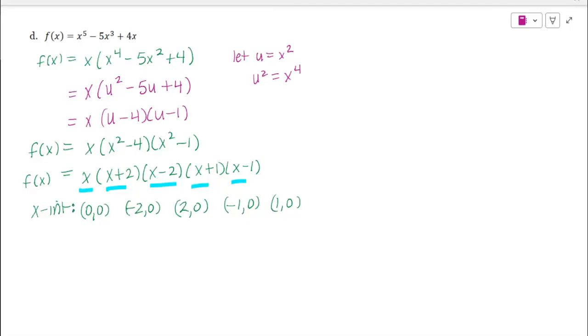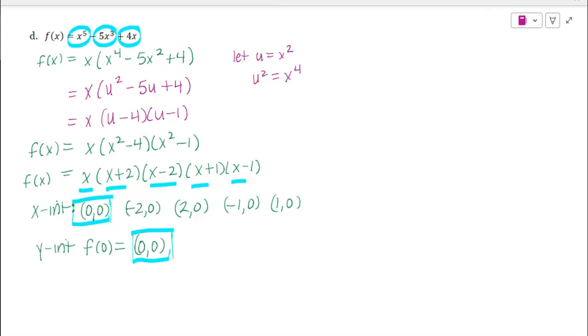For my y-intercept, when I plug 0 into the original equation, looking back up here, I'm going to get 0 here, I'm going to get 0 here, and I'm going to get 0 here. So (0, 0). It turns out that when I have my x-intercept going through the origin like this, my y-intercept is also going to go through the origin, and so those two usually match up if you've got (0, 0) as one of the intercepts.